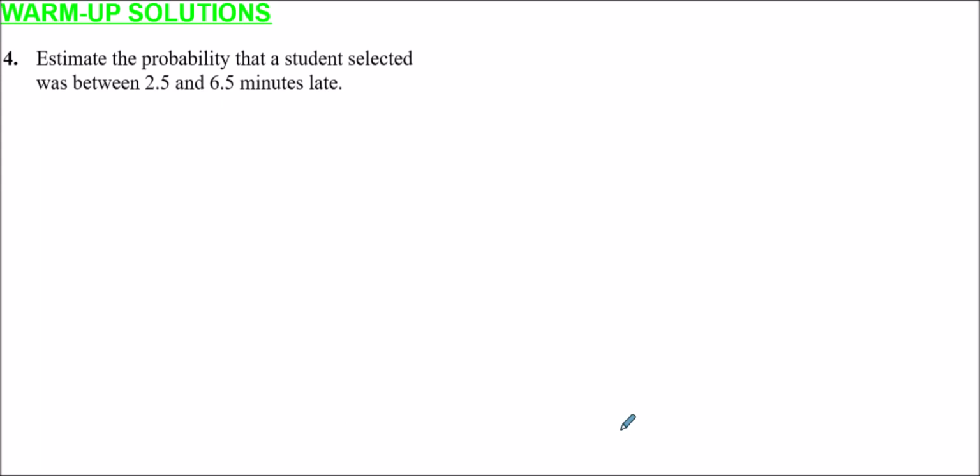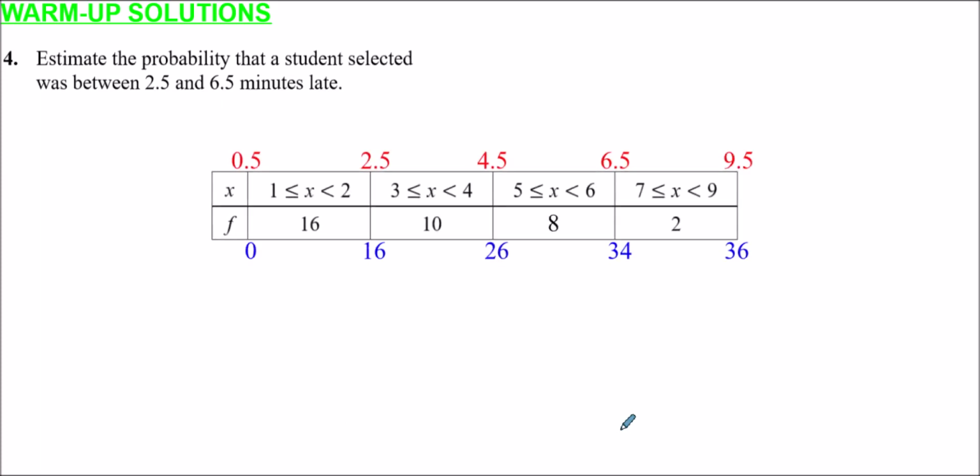Then question 4 finally, estimate the probability that a student selected was between 2.5 and 6.5 minutes late. So again, here's the table. Now if you look closely, between 2.5 and 6.5 minutes, it's all of this here. Between 2.5 and 6.5 is just this range in the middle. So it's this 10 students plus this 18.